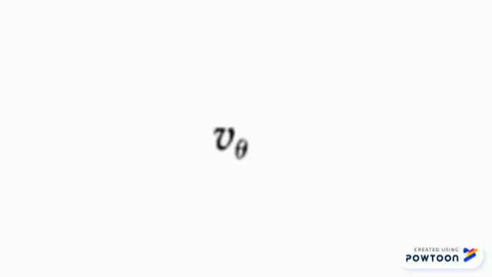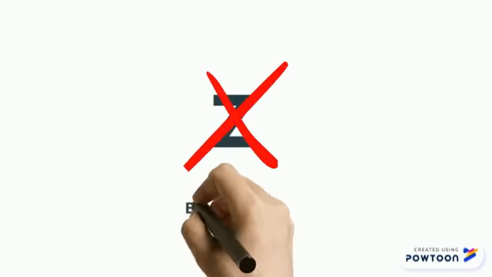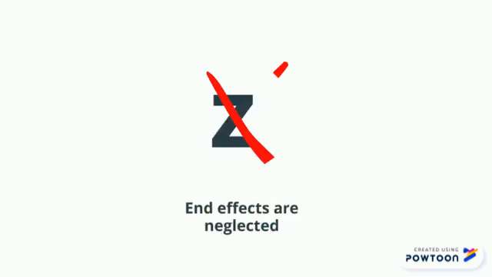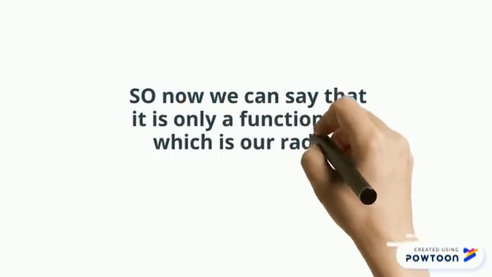So now for V theta, we can say that it is not a function of theta because of its symmetricity. And it is also not a function of z because end effects are being neglected. So now we can say that it is only a function of r, which is our radius.